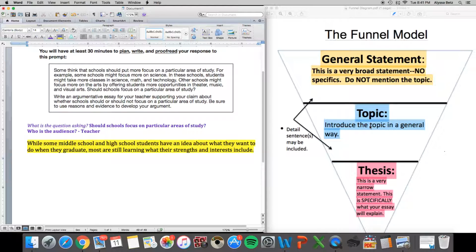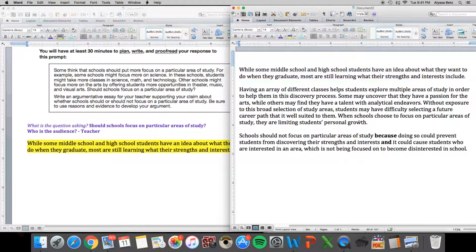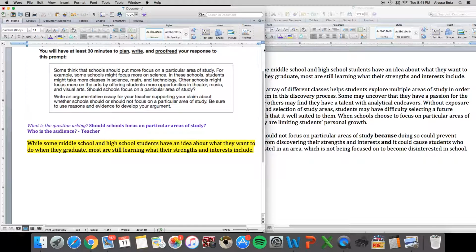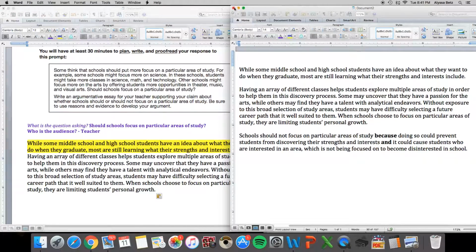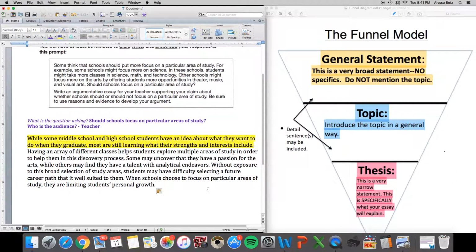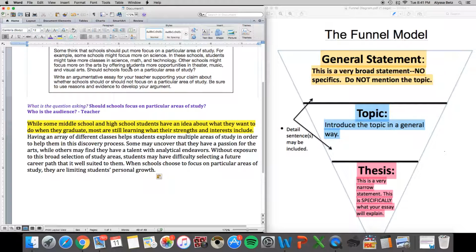Okay. The next piece I'm going to do is I'm going to start stating the topic. So I'm going to introduce the topic in a general way. So now I have to bring in this idea of schools either focusing on one particular area of study or all areas of study. So to do this, I have typed up a piece that I think does this. It's a model. So I'm going to start pulling in specific pieces from the writing prompt.